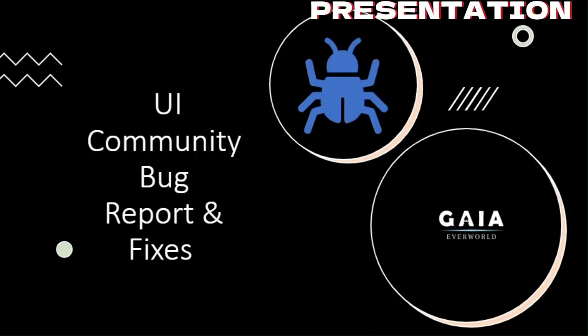The next slides are just a few examples, to give you an idea of the bugs that have been reported so far, and the fixes that the dev team have done. This is the UI community bug report and fixes. Basically, these bugs have been reported by the community, and the dev team have fixed them. So this is the first one.